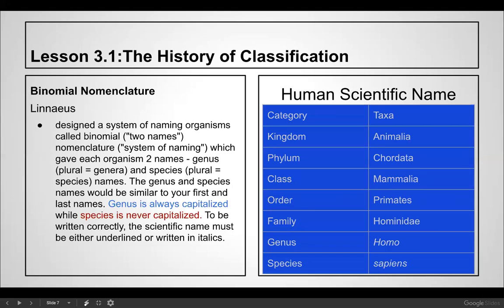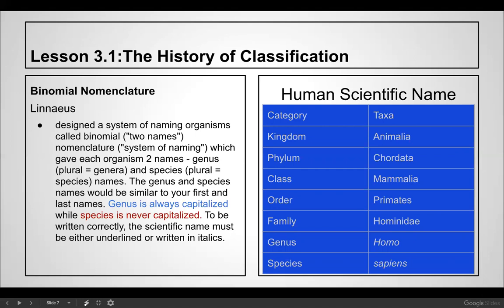So Linnaeus designed a system of naming organisms called binomial, two names, nomenclature, a system of naming which gave each organism two names, genus and species. The genus and species names would be similar to your first and last names. Genus is always capitalized, species is never capitalized. To be written correctly, the scientific name must be either underlined or written in italics. Okay, so here are his groups.